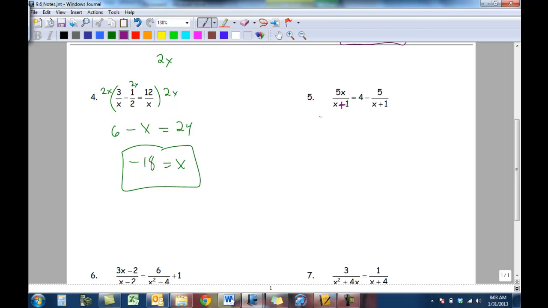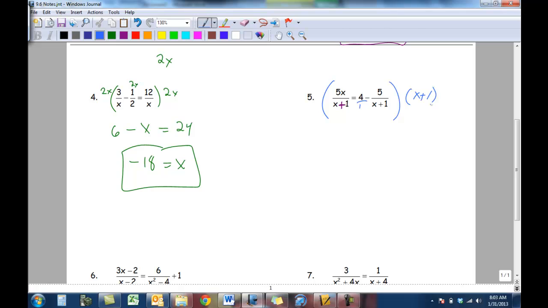If we multiply by the common denominator, everything will take us to one level. So what would be the common denominator here? We got x plus 1. This is 4 divided by 1, so that's anything we want it to be, really. And x plus 1. So this one's easy. Our common denominator is going to be x plus 1.